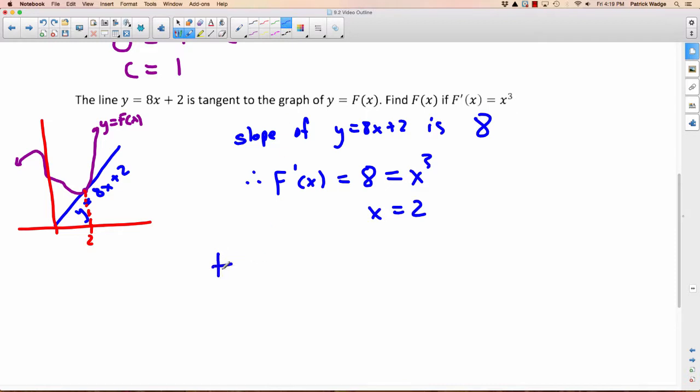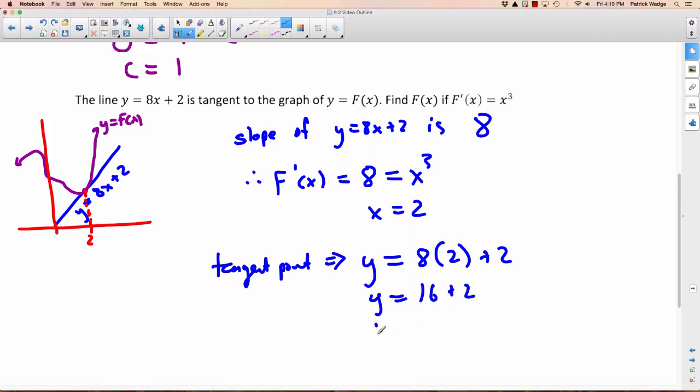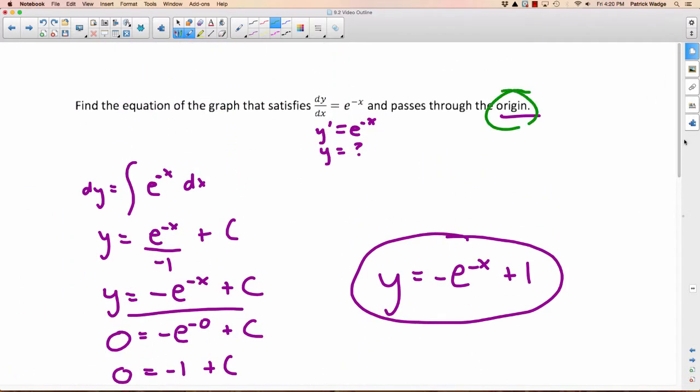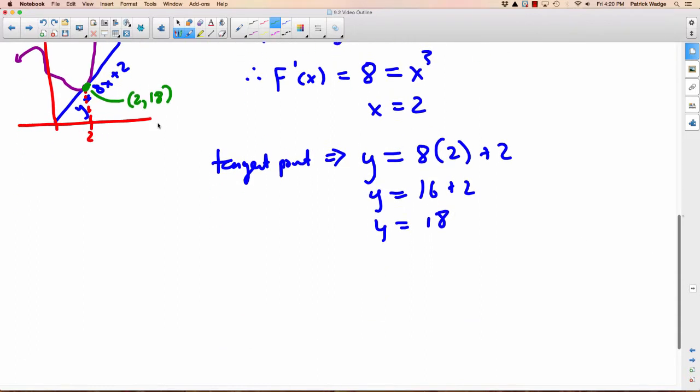So the tangent point is equal to, or I'll put y equals 8 times x, which is 8 times 2 plus 2. So we get y is equal to 16 plus 2, y is equal to 18. So we now know that this point right here, this green point, is the point (2, 18). So now we have what we want. We have a differential equation because we have our point, just like before in the question up here, where it told us about the origin. It doesn't matter which point it is, but we do have one point, which is (2, 18).